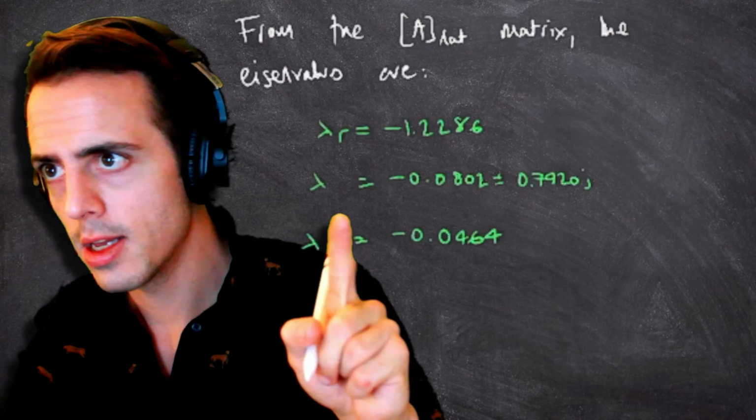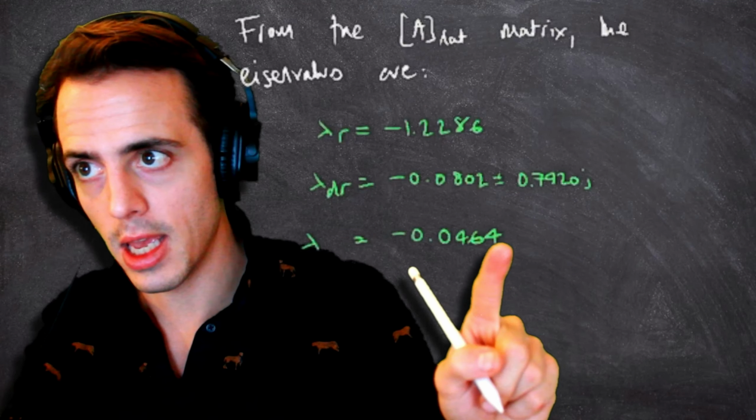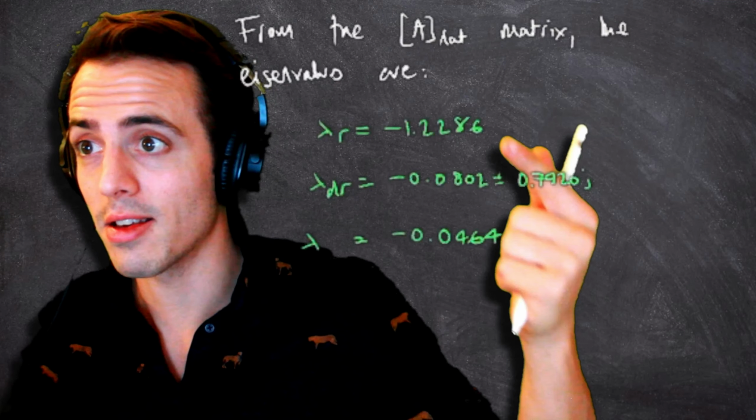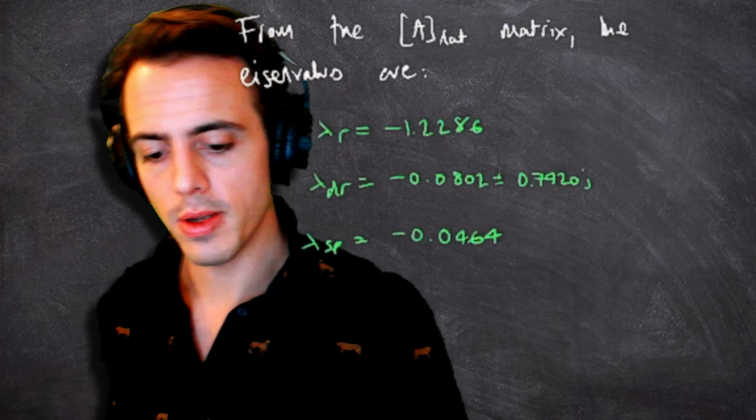So we can see from these that this one's heavily damped, so this must be the roll mode. This one is oscillatory, so it has to be the Dutch roll mode. And this one here is the only one that's left. It's got less damping than the roll mode, so this one has to be the spiral mode.